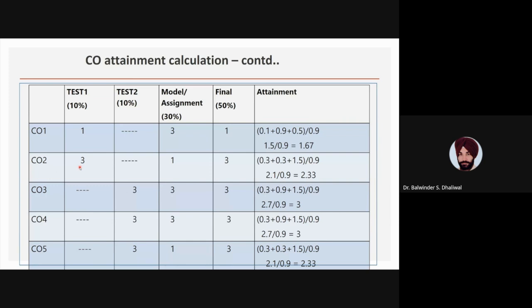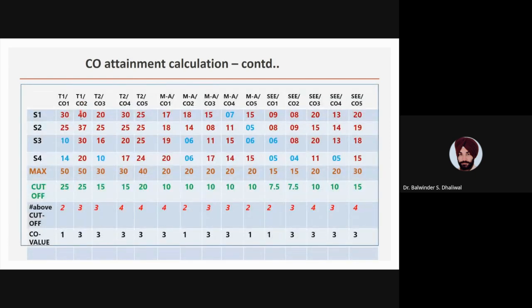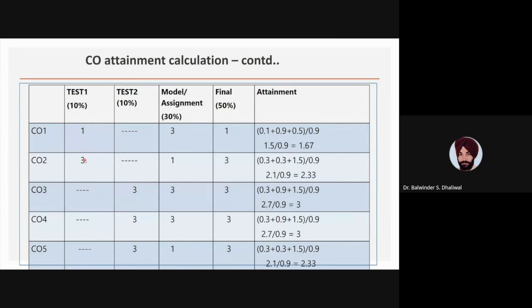Okay, similarly for CO2, you can see 3, 1 and 3 is written. So how is this 3 written? This is from this table. CO2 from test 1 is 3. CO2 from model assignment is 1. CO2 from SE is 3. So its CO2 attainment is 3 from this place, 1 from this place and 3 from this place. So this 3, 1, 3 is written here.